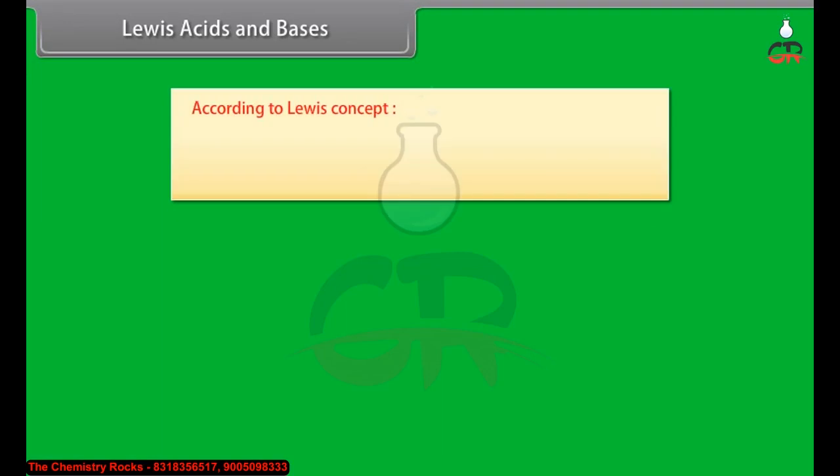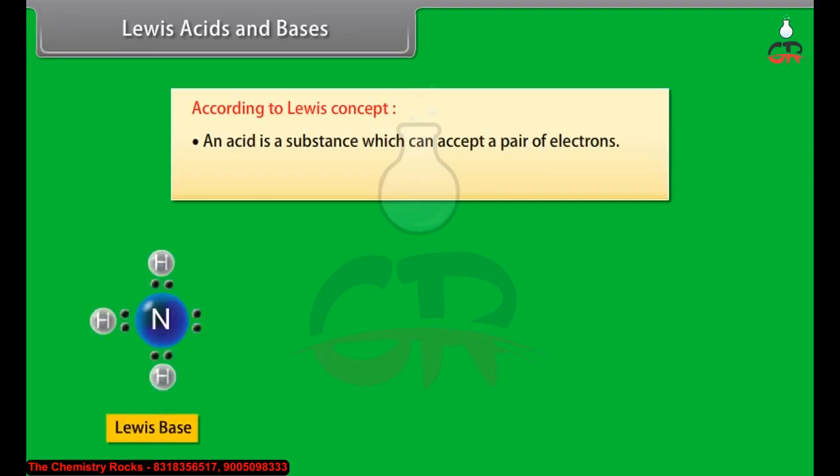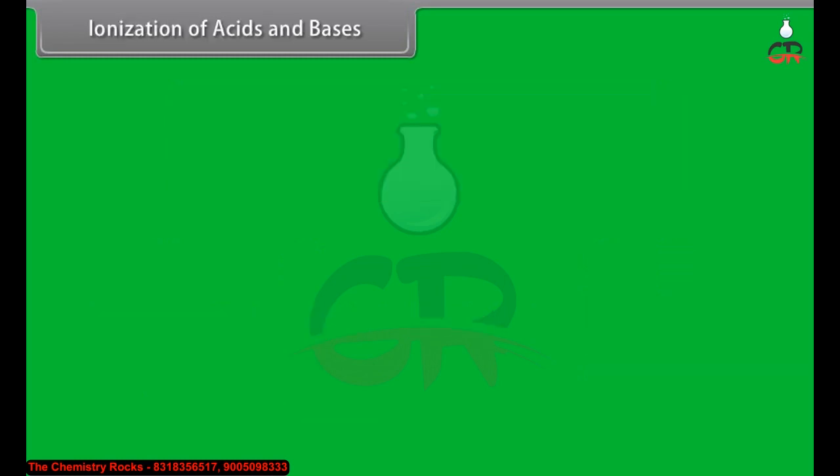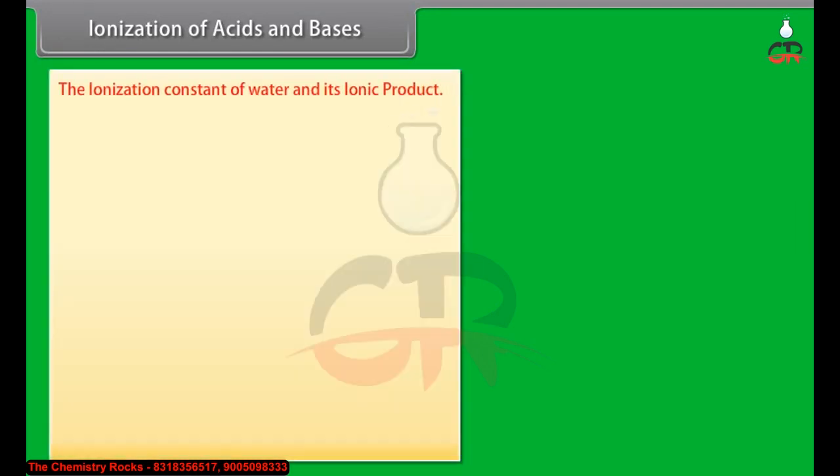Lewis acids and bases. According to Lewis concept, an acid is a substance which can accept a pair of electrons. A base is a substance which can donate a pair of electrons. For example, in the reaction, BF3 acts as acid. Ionization of acids and bases. The ionization constant of water and its ionic product.